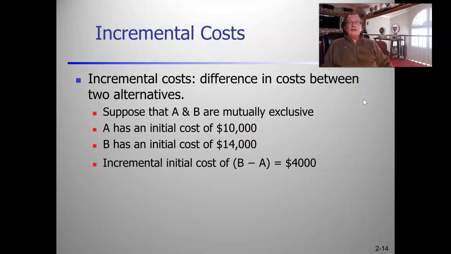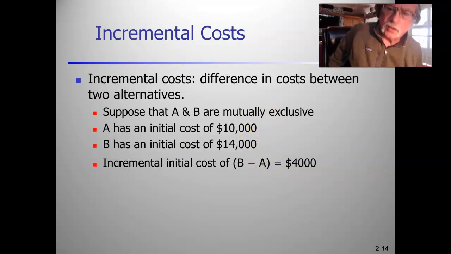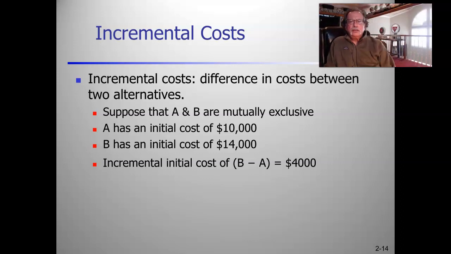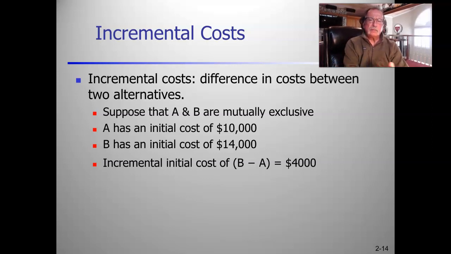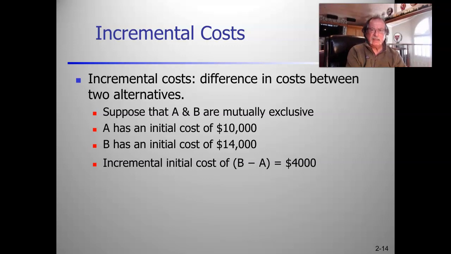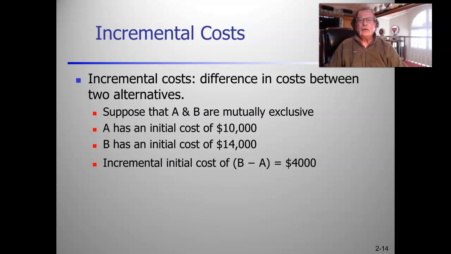Now, this is very important. Incremental cost. When you're comparing two projects, and when I say it's very important, it's going forward in the rest of the class. This is not the only time you're going to see this. But incremental cost, if you're comparing two projects, you're going to look at the total cost, but what's important is the increment. The increment. So let's say you have two projects, A and B. They're mutually exclusive. You're going to do one or the other. And those are the costs.